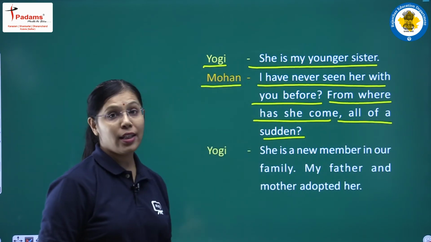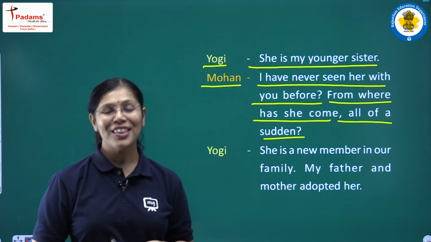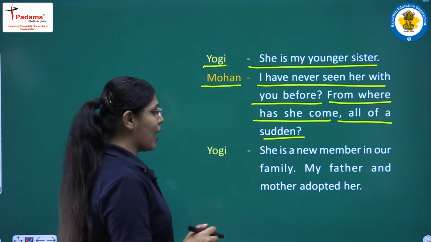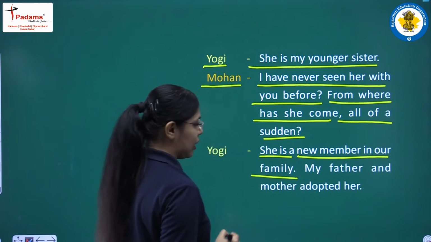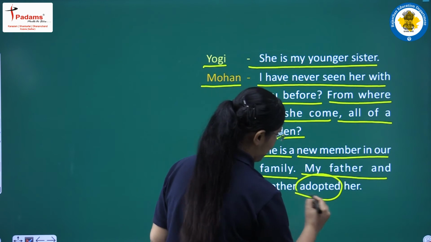So Mohan said, from where had she come all of a sudden? I have never seen her with you before this day. Then Yogi replied, she is a new member in our family. My father and mother adopted her.